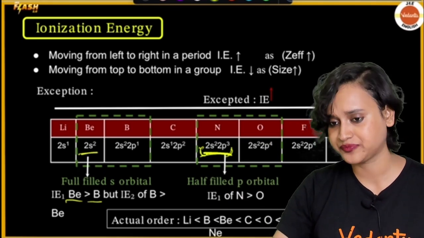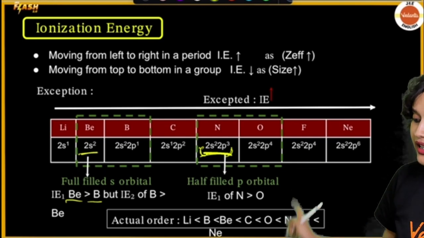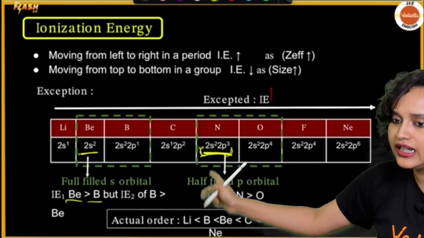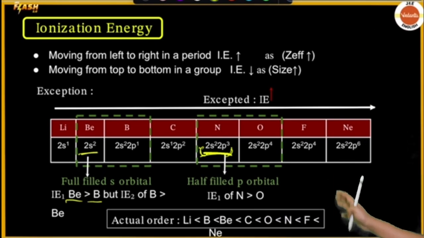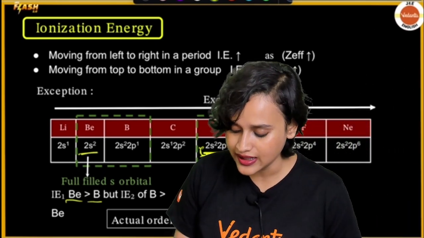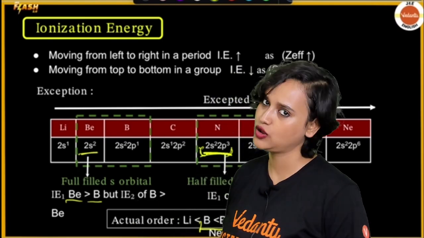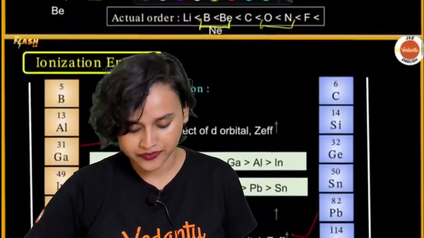we see that the actual ionization enthalpy trend is lithium, then boron, then beryllium, then carbon, then oxygen, then nitrogen, then fluorine, and then neon. So the twist is beryllium and boron and oxygen and nitrogen. This is the exception right here.